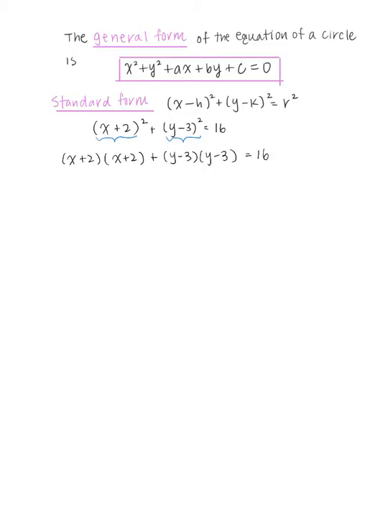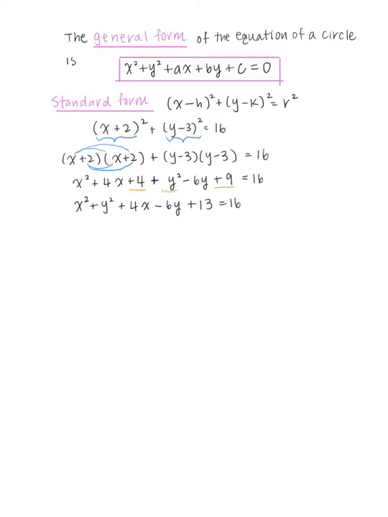Now let's FOIL. Here we get x² + 4x + 4. Do you see what I just did? I just FOILed it. Then if I FOIL (y − 3)(y − 3), we get y² − 6y + 9, equals 16. Now let me rearrange it: x² + y² + 4x − 6y. We can combine 4 and 9 to get 13, so plus 13 equals 16.